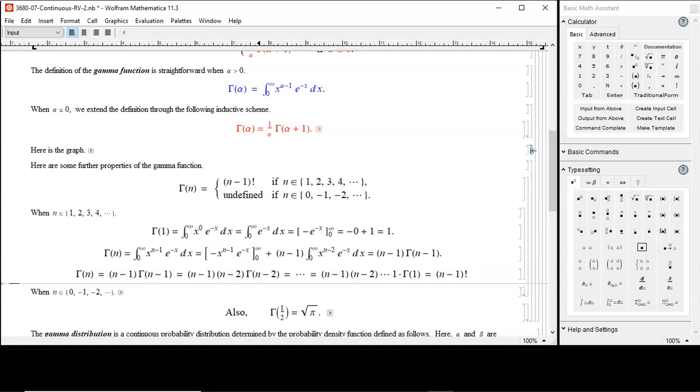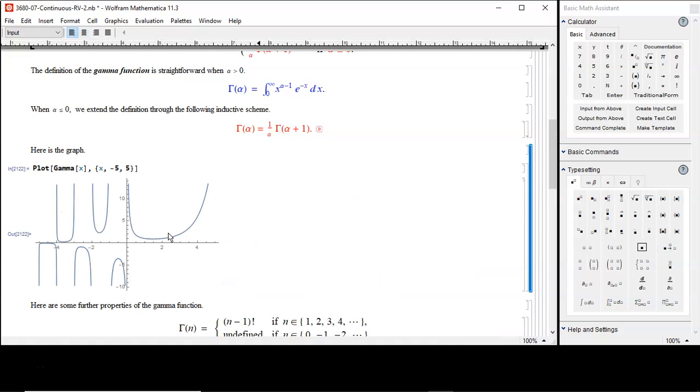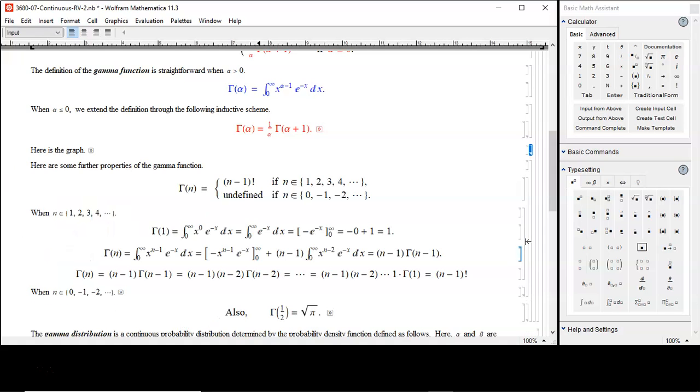Let's go back to the graph. We are looking at n minus 1 factorial. No wonder it's growing really, really quickly here. So gamma function is basically a factorial function extended over to all real numbers.